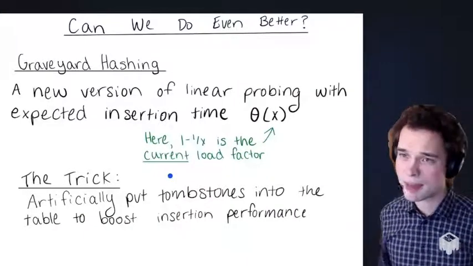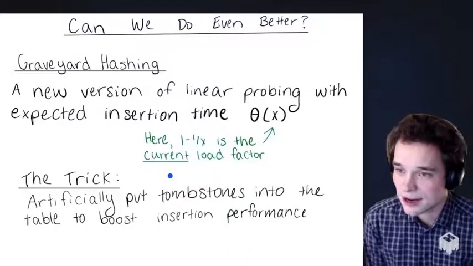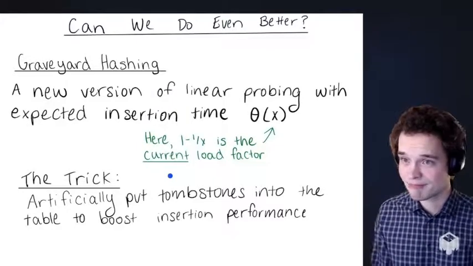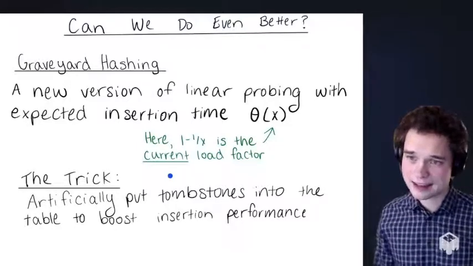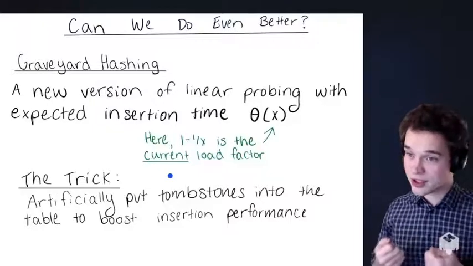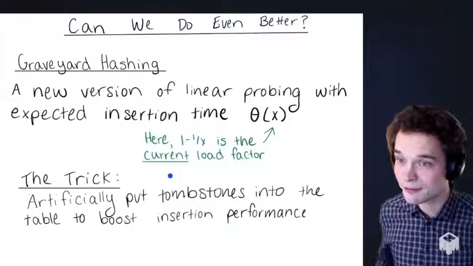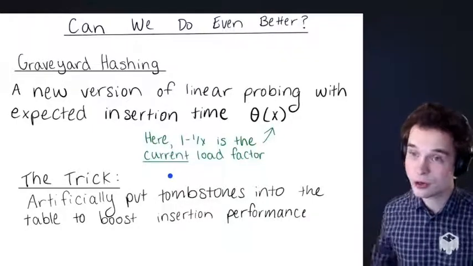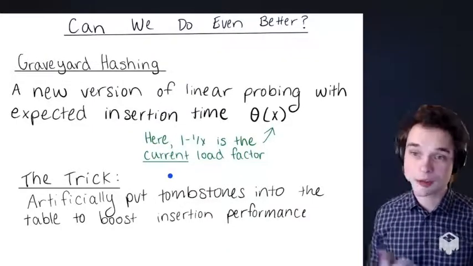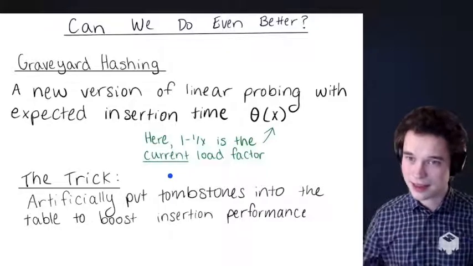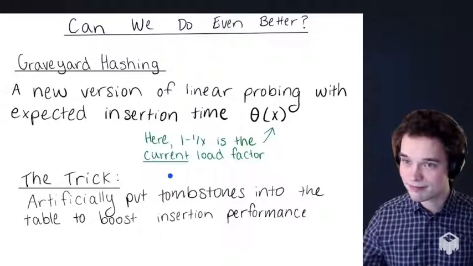Okay, I want to wrap up the talk by summarizing two other results from our paper. The first question we ask is, can we take this observation that tombstones are so useful and use that observation to do even better? So we introduce a new form of linear probing. It's still a linear probing hash table, but with an interesting tweak that we call graveyard hashing.